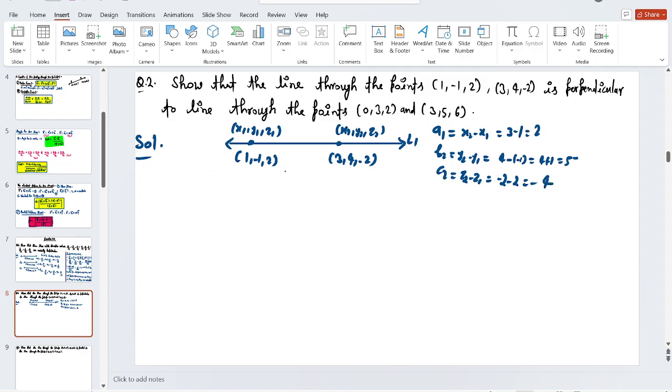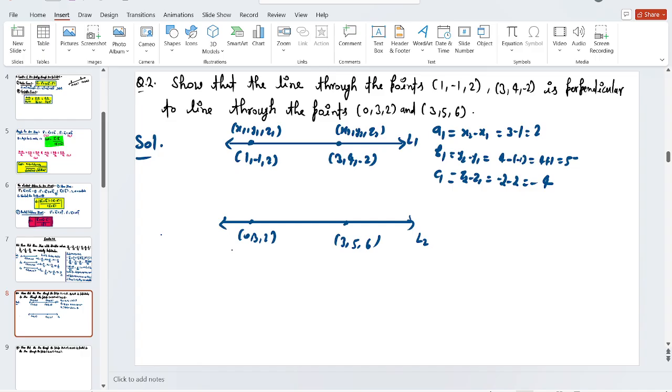Similarly the second line. So this is a1 b1 c1, the direction ratio of the first line. And the next line is what? Which passes through the points. Suppose this is line L2. It passes through 0 comma 3 comma 2 and 3 comma 5 comma 6.